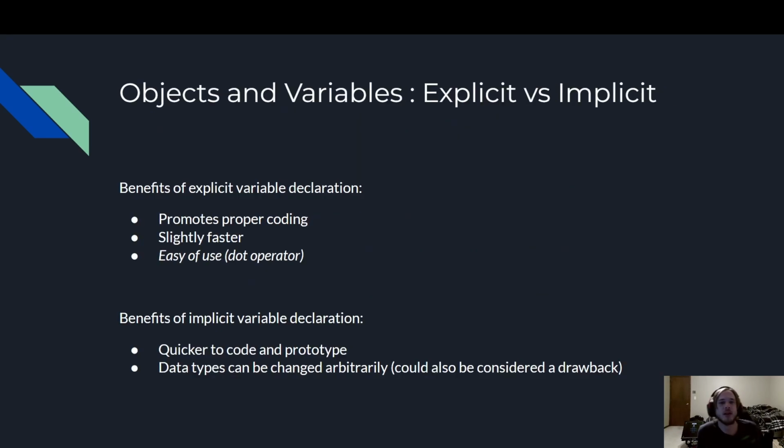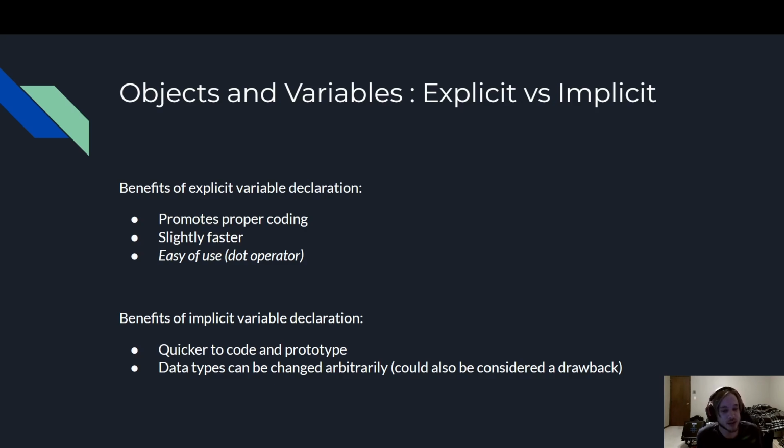So let's take a look here at the benefits of explicit variable declaration. It promotes proper coding. It's slightly faster because the compiler can read it faster, and it's easy to use with the dot operator.